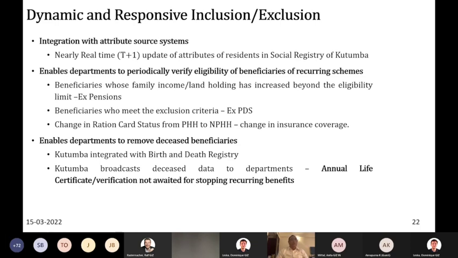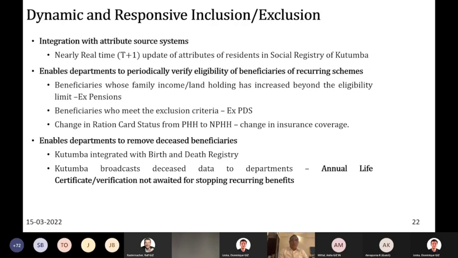Coming back, now we are talking about interoperability, and I am talking about the domain part, while Annapurna will continue to talk on the technical part. Now, integrations with the databases of the other departments, or call them IT systems, is the backbone of Kutumba. You push data, you pull data.